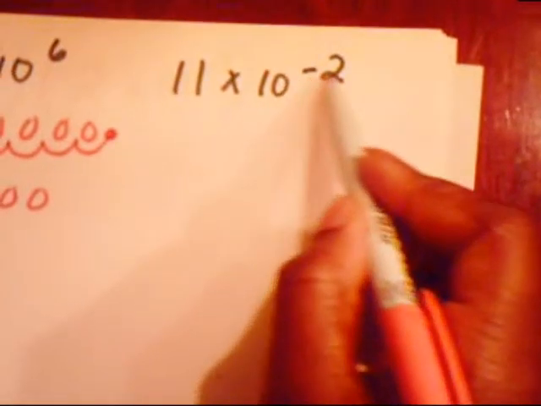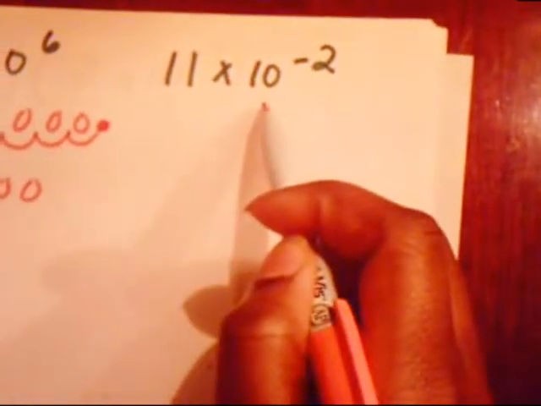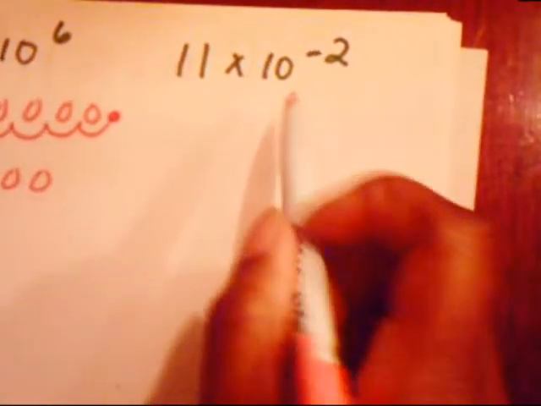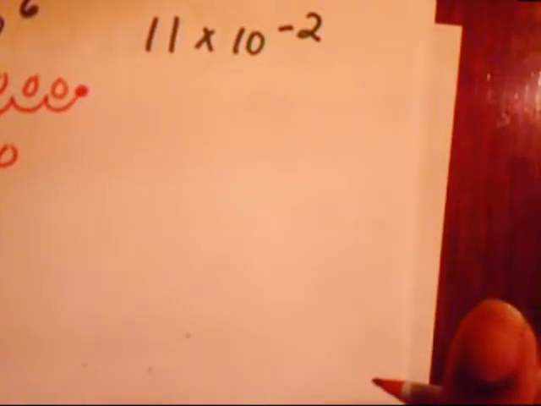Okay? Let's look at this example right here. 11 times 10 to the negative 2nd power. Is this in scientific notation? If you said yes, that's wrong. No, it is not. Look at your base of 11. Is 11 less than 10? Of course not. 11 is not less than 10.